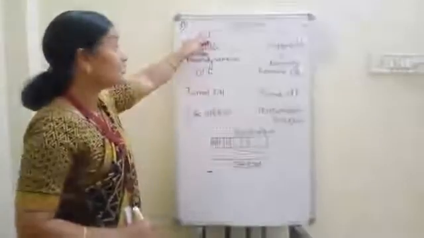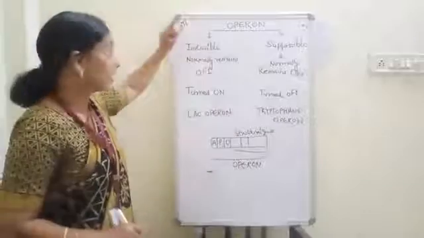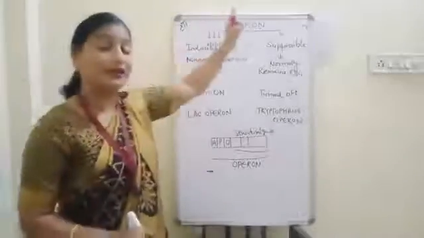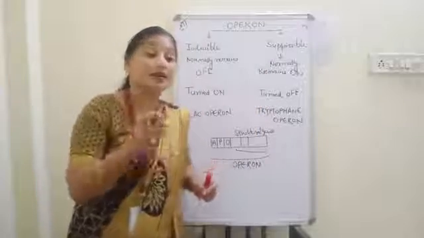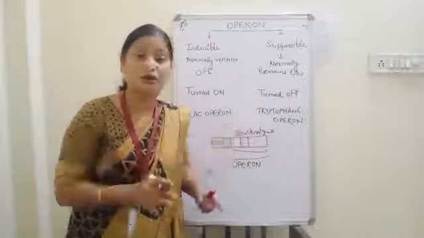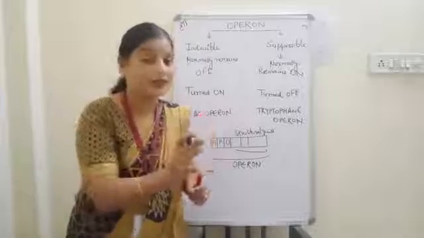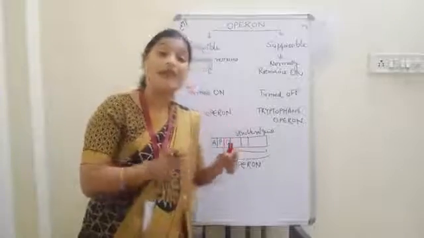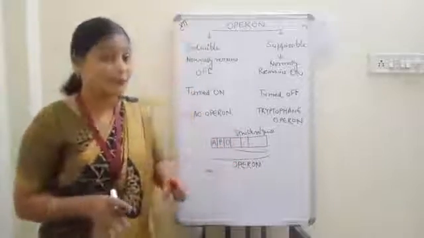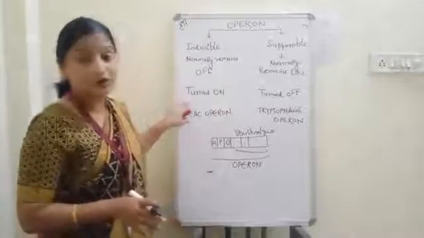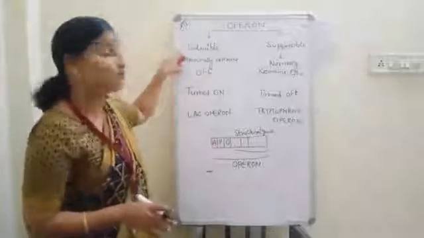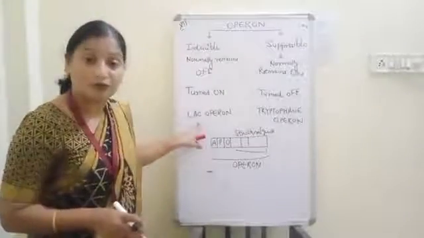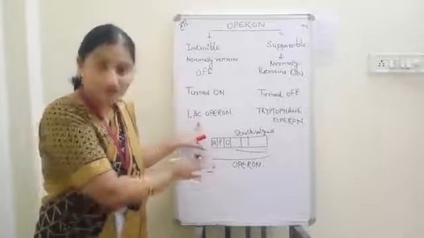Now this operon can be of two types: one is inducible and the second is suppressible. Now the meaning of inducible: we can induce something. That is, it normally remains off, but it can be turned on. And one such example of an inducible operon is the Lac Operon that we have just now seen.